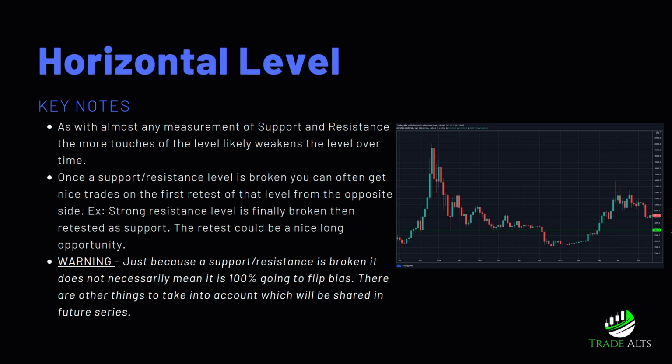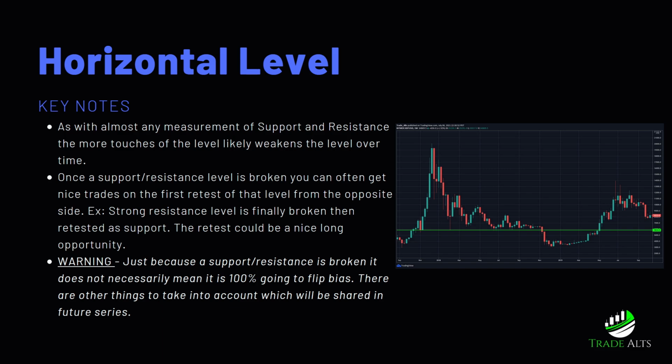Once the support resistance level is broken, and I talked about this previously, you can often get nice trades on the first retest of that level from the opposite side. So for example, if you have a strong resistance level, it's finally broken, then it's retested as support. That retest could be a nice long opportunity. I'm going to get to that in the next slide.